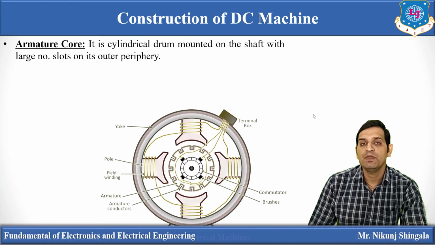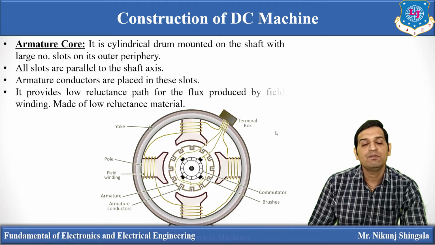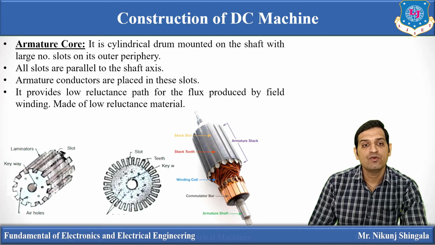Next one is the armature core. It is a cylindrical drum mounted on the shaft. You can see this portion is the armature core, which is mounted on the shaft and consists of a large number of slots in the outer periphery. All slots are parallel to the shaft axis. Armature conductors are placed in these slots. It provides the low reluctance path for the flux produced by the field winding, and it is made up of low reluctance material.